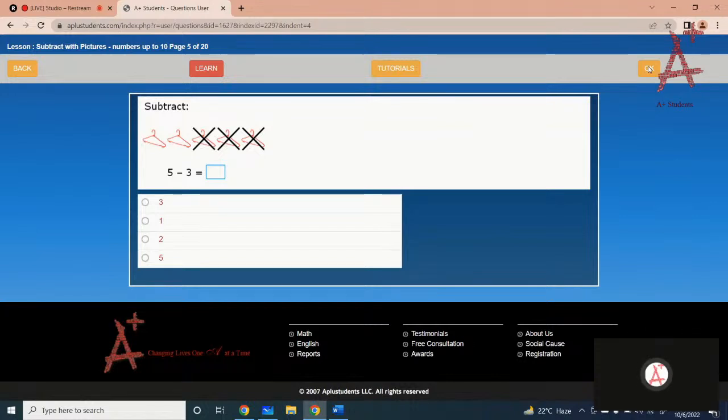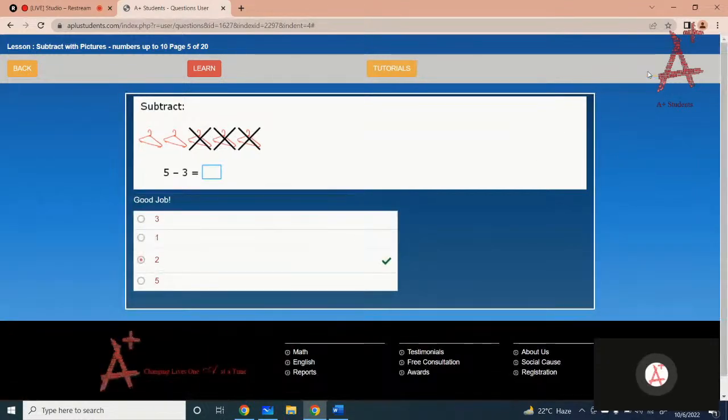5 take away 3 equals, you can count the hangers that are not crossed out, 1 and 2. That means 5 take away 3 is 2. Select the correct option and click on the OK button. Very good, it's 2.